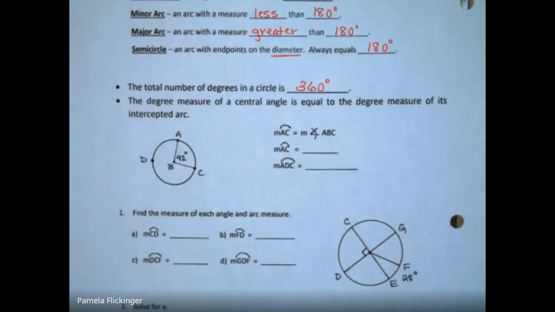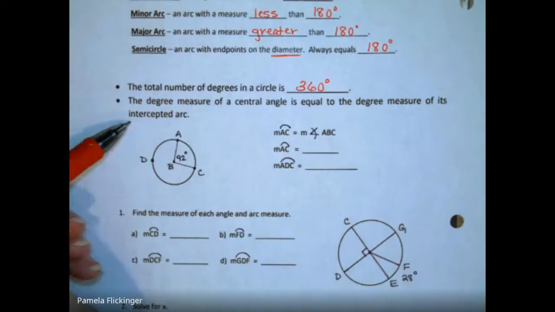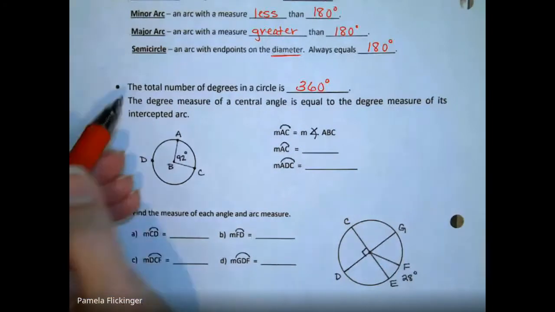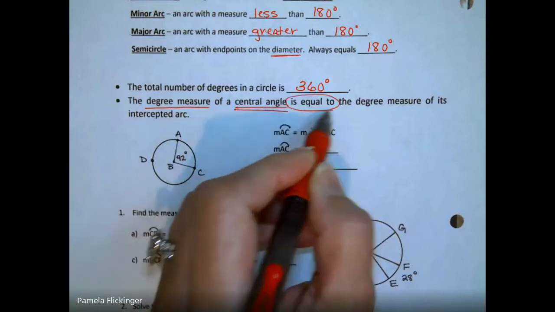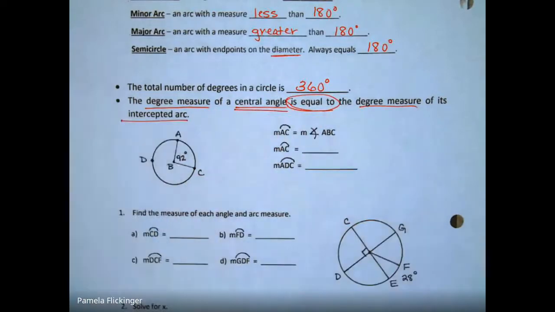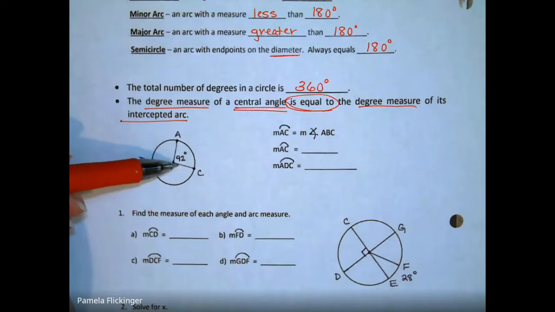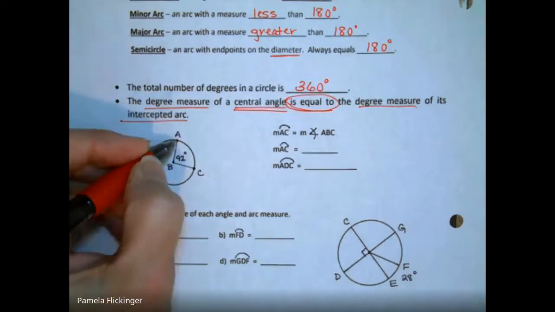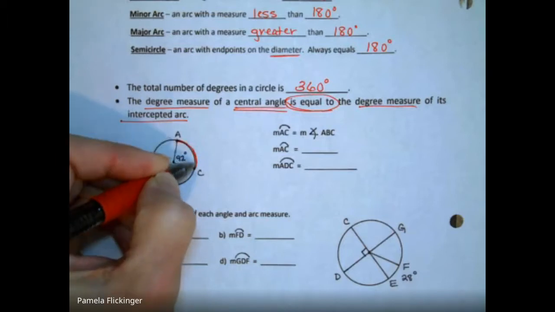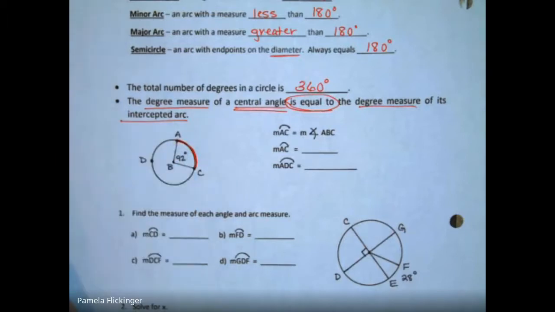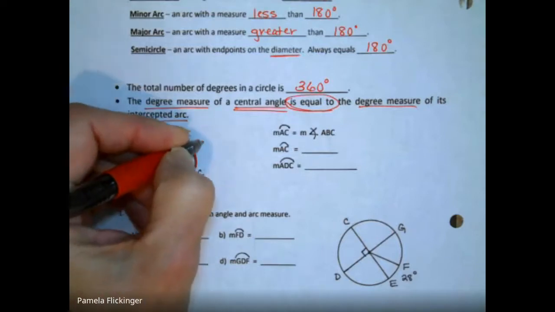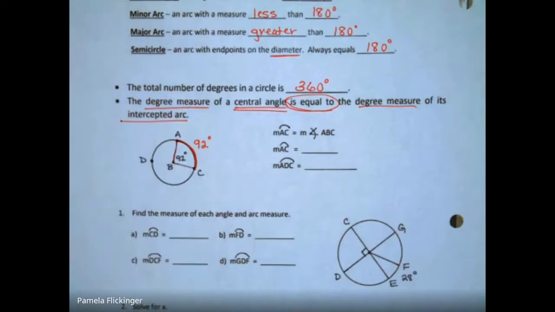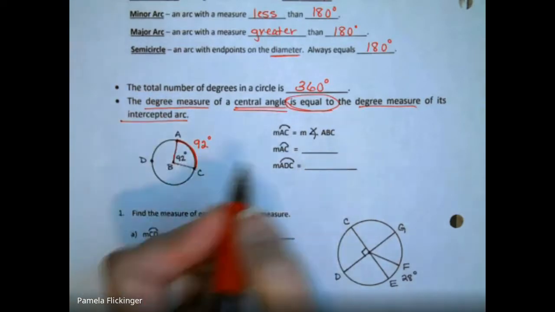Now, the degree measure of a central angle is equal to the degree measure of its intercepted arc. All right, again, the degree measure of a central angle is always equal to the degree measure of its intercepted arc. So here we have a picture of a central angle, angle ABC. The measure of the arc, and this is the intercepted arc, is always equal to the angle. So if the angle is labeled as 92 degrees, then this arc measure will be 92 degrees. So down here, the measure of arc AC is 92 degrees.